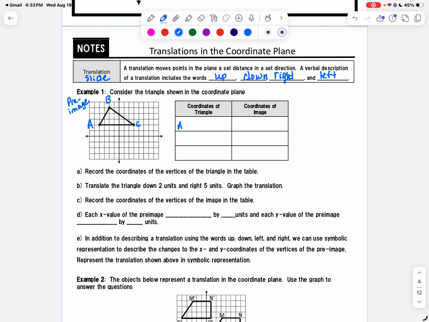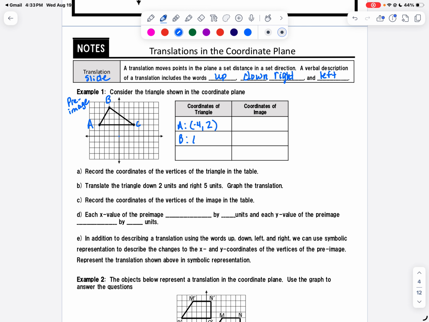So I'm going to start with point A. And if I count from 0, 0 to get to point A, I would have to go 1, 2, 3, 4 to the left. So that's negative 4. And I would have to go up 1, 2. So positive 2. All right.